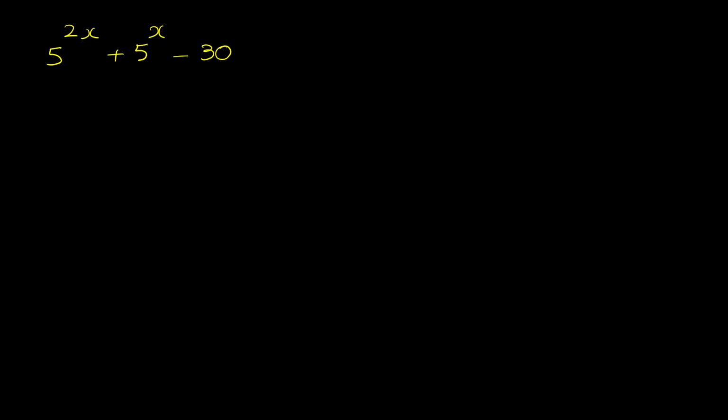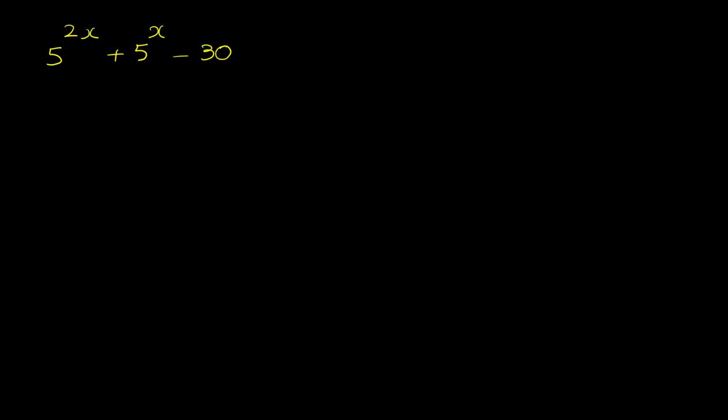Now look at this example. This is a little tricky example, and you would see something similar to this maybe in calculus courses. 5 to the 2x plus 5 to the x minus 30. First of all, we notice that this is like a trinomial. It's not a trinomial, because a trinomial should be in terms of x raised to a number, but here we have exponential terms, but we can call it a trinomial. 5 to the 2x plus 5 to the x minus 30.